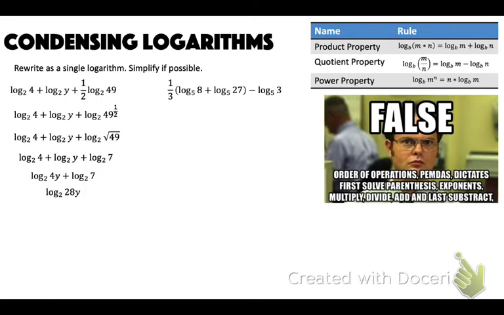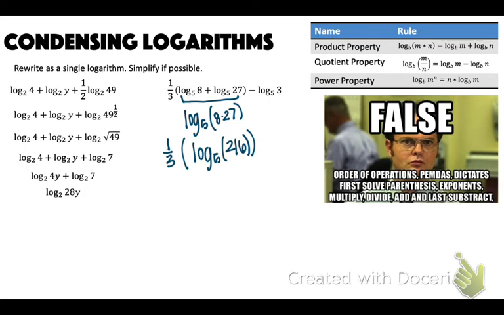So this one, parentheses first. I'm going to work inside these parentheses first. They're being added, so that's going to be log base 5 of 8 times 27, which is 216, so this is log base 5 of 216. Then I'm just going to bring this 1/3 minus log 5 of 3. Now, technically, those parentheses could be gone, right? So I could just rewrite this as 1/3 times log base 5 of 216 minus log base 5 of 3.